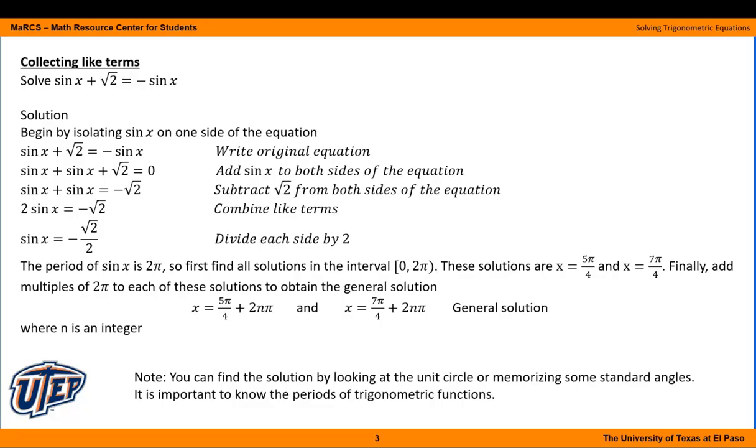Since the sine value is negative, the solutions must lie in quadrants 3 and 4. Using the reference angle of pi over 4, we obtain 5 pi over 4 and 7 pi over 4. A common mistake is choosing the angles from quadrants 1 and 2 because students recognize the reference angle but forget to pay attention to the sign. Since sine has a period of 2 pi, we add multiples of 2 pi to obtain the general solution shown on the slide.